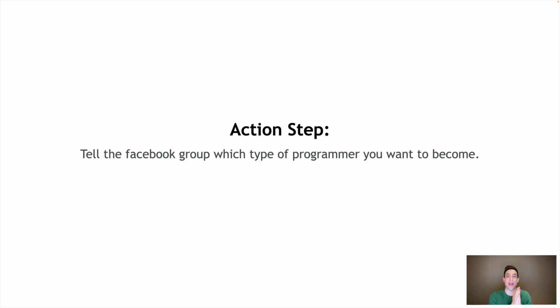Now, I think that's a wrap for all these 14 different types of programmers. So an action step for the end of this section: tell the Facebook group which type of programmer you want to become or that interests you. This is an important action step. I want you to go in the Facebook group and type the type of programmer that you see yourself becoming or wanting to be, or that is interesting to you.